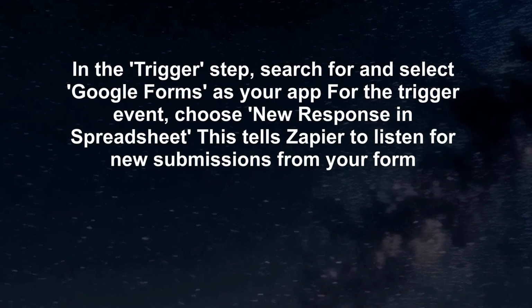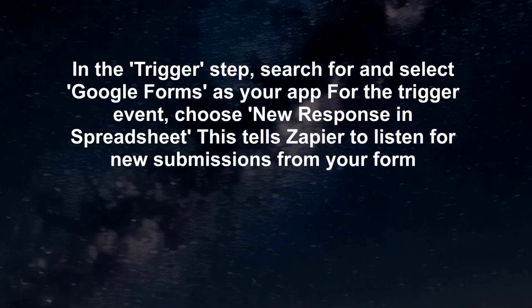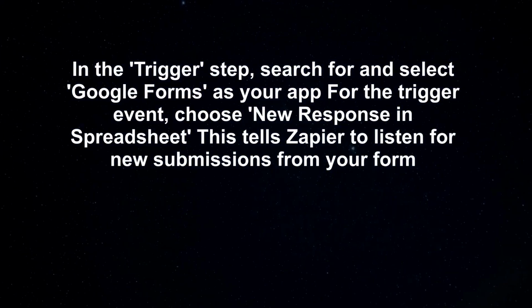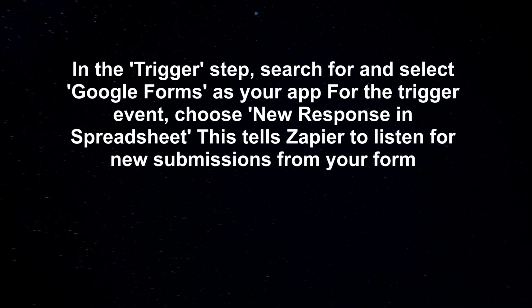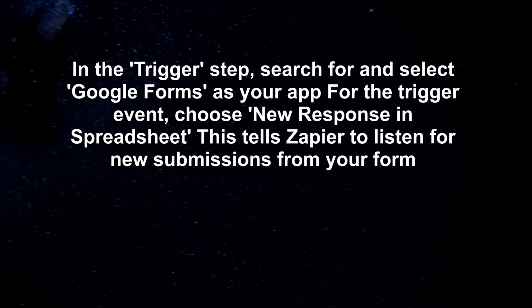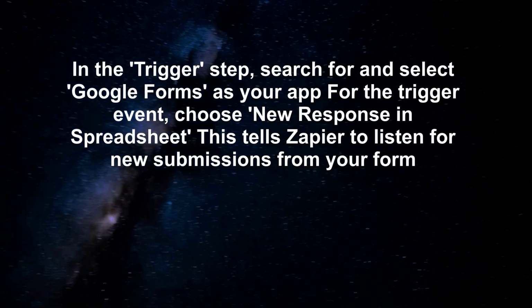In the Trigger step, search for and select Google Forms as your app for the trigger event. Choose New Response in Spreadsheet. This tells Zapier to listen for new submissions from your form.